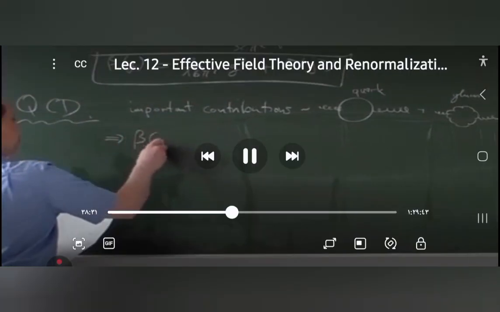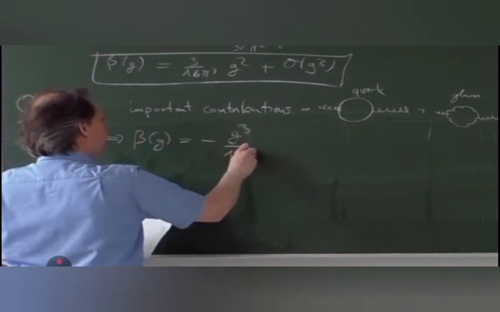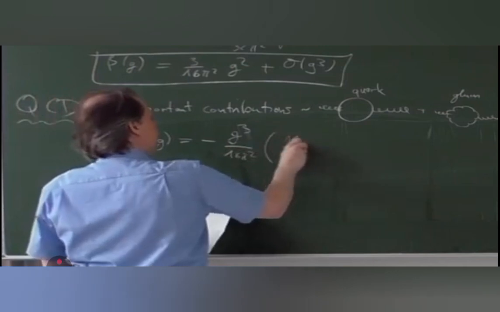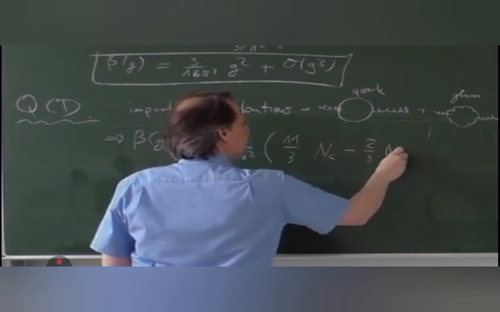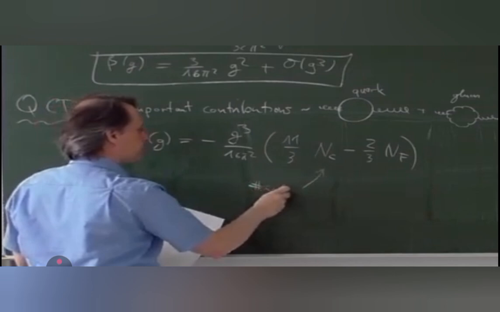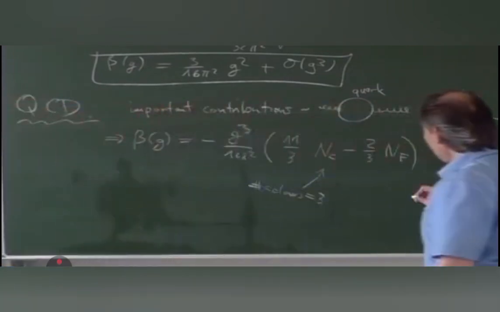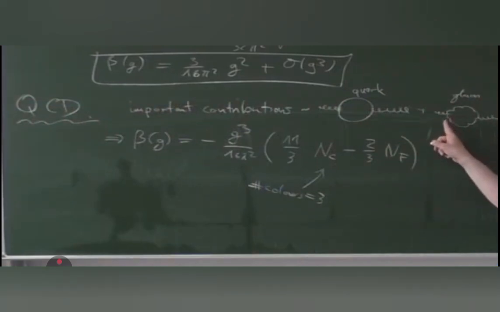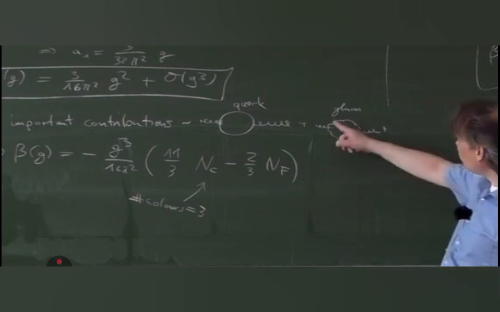Beta of g in QCD is given by minus g cubed over 16 pi squared times 11 over 3 times the number of colors minus 2 over 3 times the number of flavors. So here this is the number of colors, which is 3 in the real world. And that basically tells you how many gluons there are, because how many gluons are there? Does anybody know? N squared minus 1. So in the real world there are 8 different gluons which can propagate in the loop.